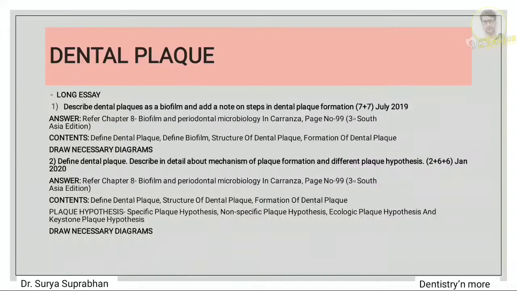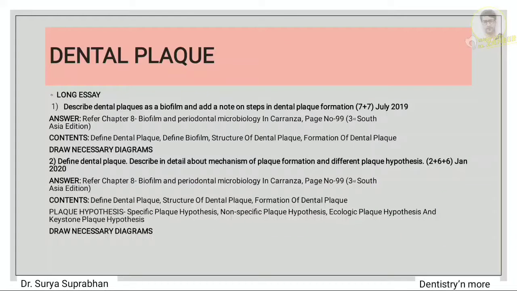And structure of dental plaque is nothing but how it looks microscopically, the supragingival as well as the subgingival dental plaque. Then coming to the formation of dental plaque, the three main steps have to be mentioned, that is the formation of the pellicle, initial adhesion, colonization and maturation.